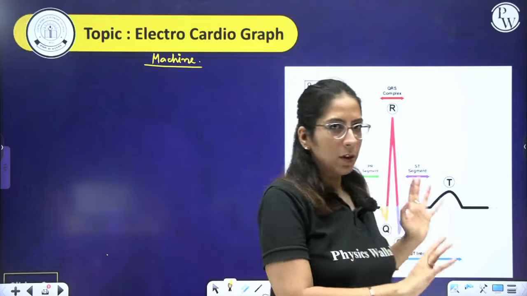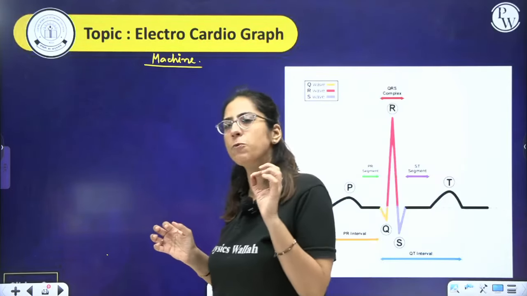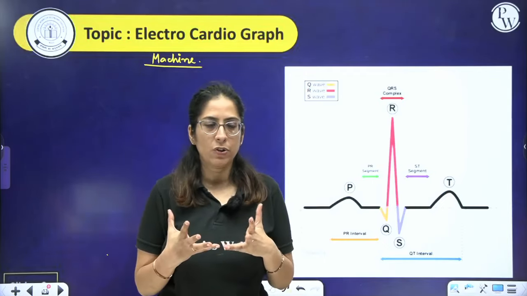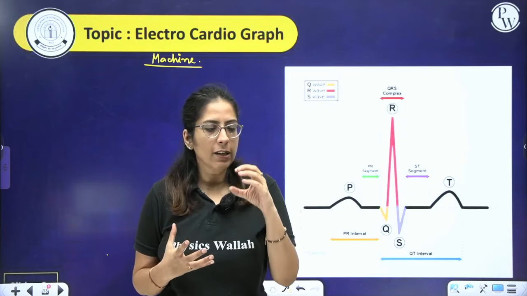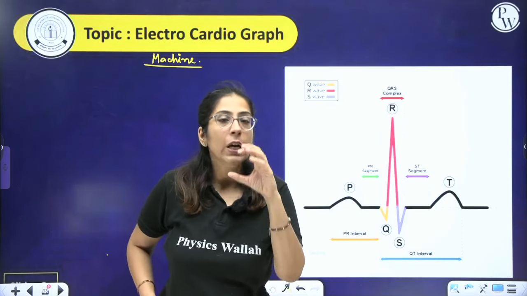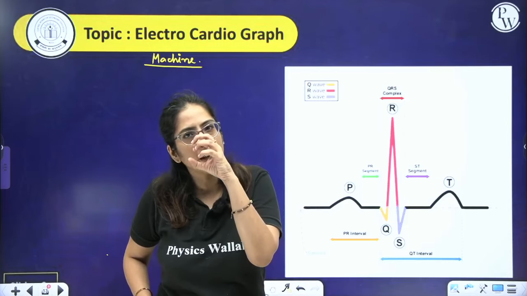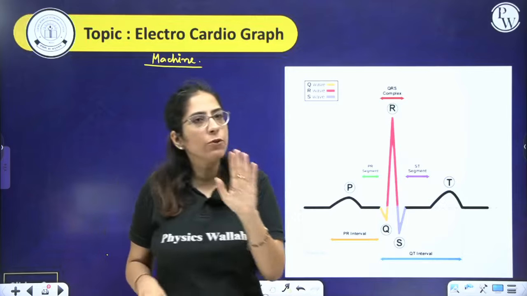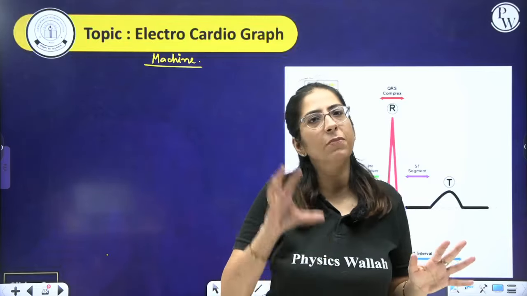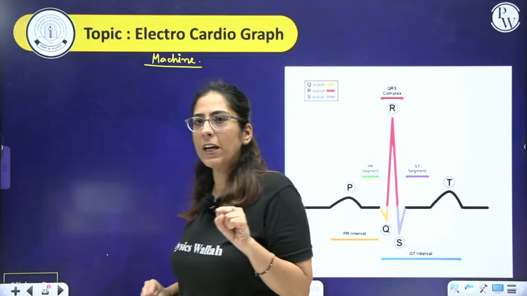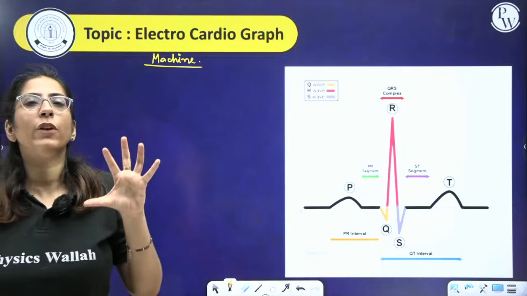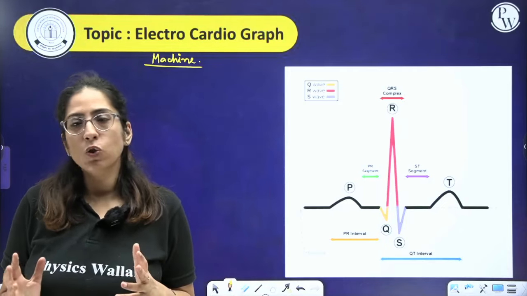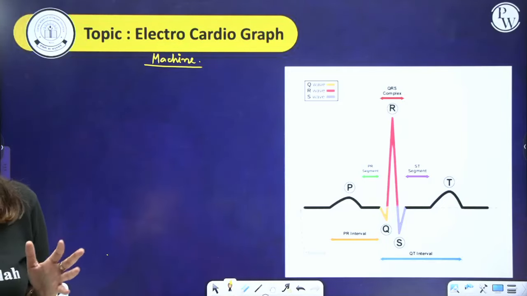Now, before talking about this topic, I would like to discuss some small topics with you. The first thing is atrial depolarization. That means because of the SA node, depolarization is occurring. Many students get confused that, ma'am, depolarization means contraction. No, depolarization leads to the contraction of the atria. Repolarization will lead to the relaxation. So we have to discuss each of these. Clear?